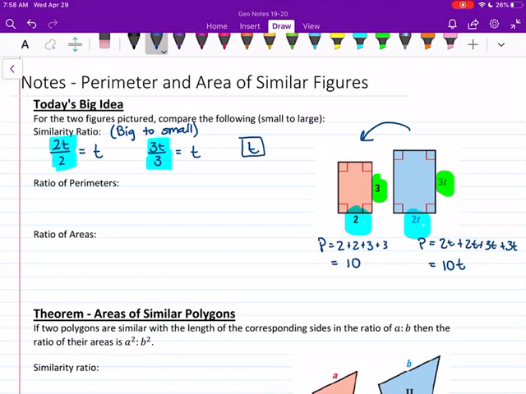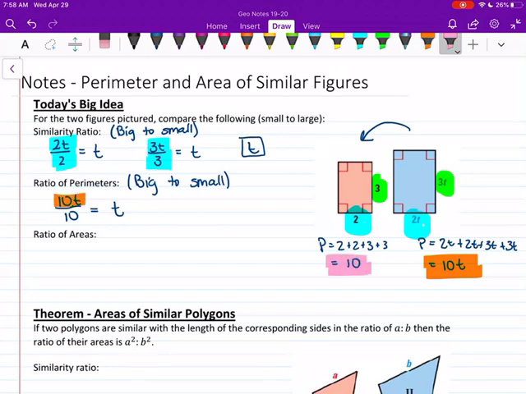Okay, so once again, we're going to go big rectangle to small rectangle. That is comparing the blue rectangle to the red rectangle. I'm going to get 10t divided by 10, which is just t. What I did here was compare the perimeter of the blue rectangle in the numerator and the perimeter of the red rectangle in the denominator.